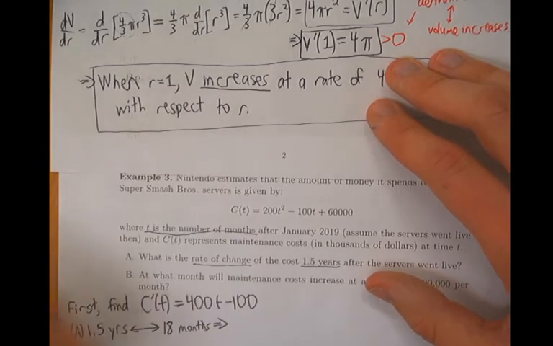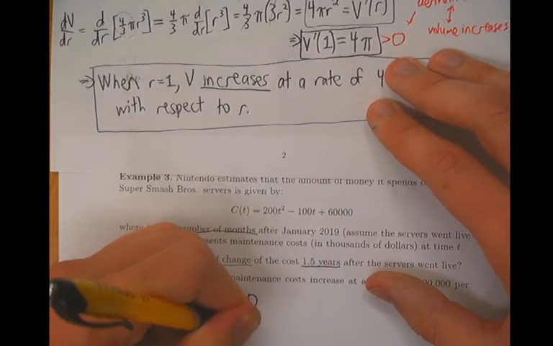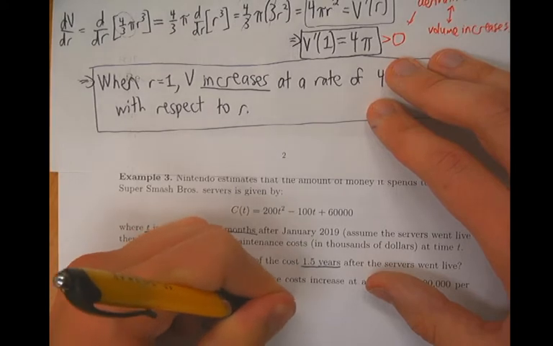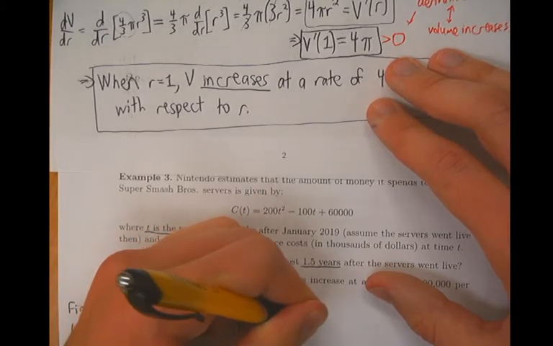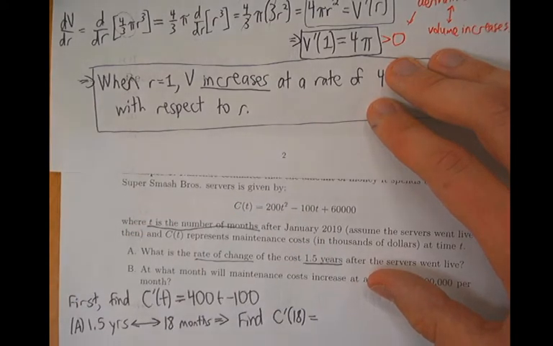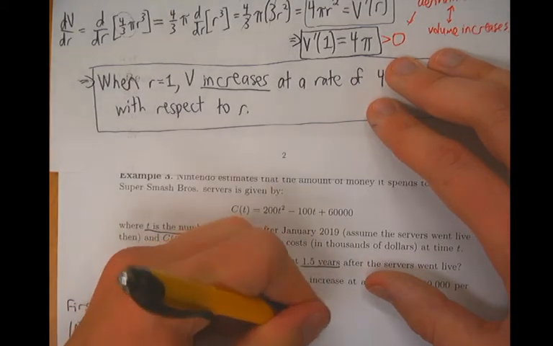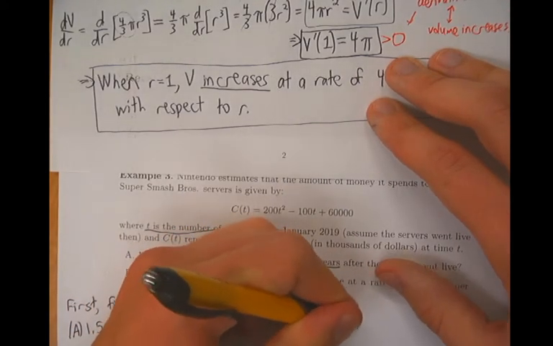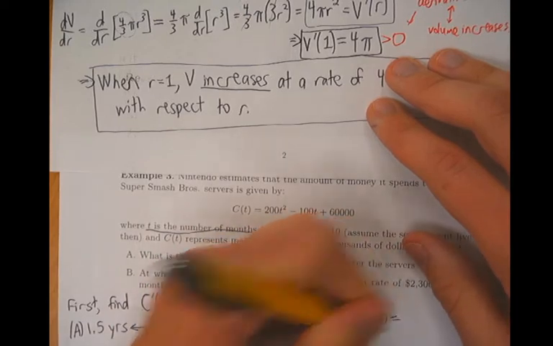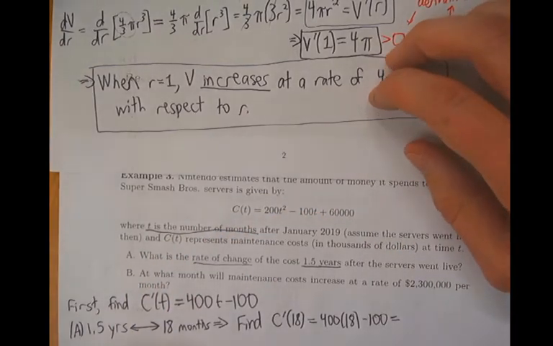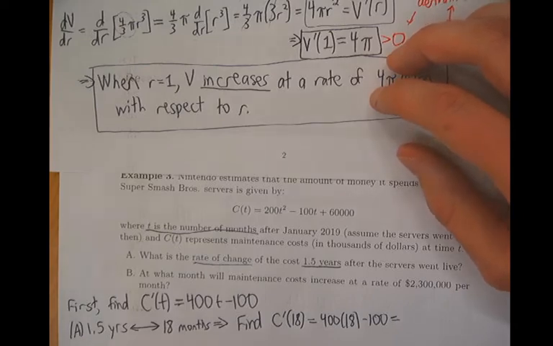So in this case, that means we need to plug in t equals 18 into our derivative function. Okay? So we have 400 times 18 minus 100. So that'll end us up with what as our derivative value? You can use a calculator if you need to.